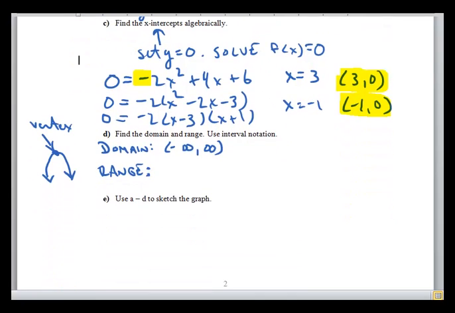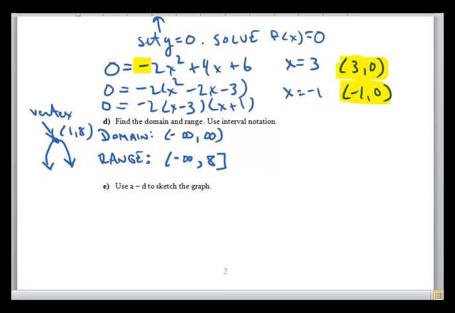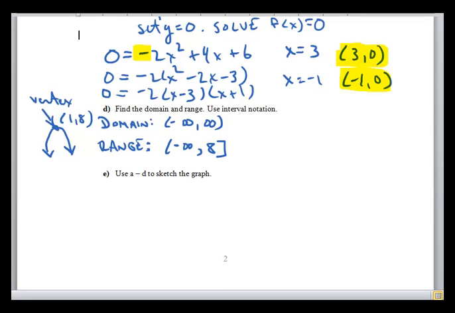So how do I write that in interval notation? It goes from negative infinity, comma, up to 8 with a bracket. Alright, so the range is negative infinity to 8, because again, this vertex point was 1, 8. Because if you remember, domain is left to right, so how far left and right does it go? It goes from negative infinity to infinity, and range was bottom to top. So how far down does it go? Negative infinity. How far up does it go? Up to 8.